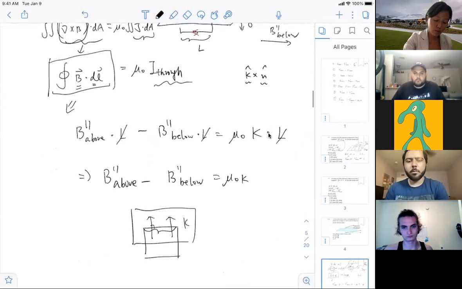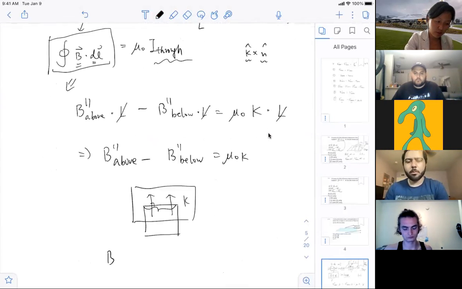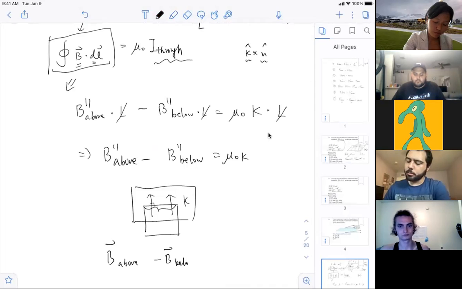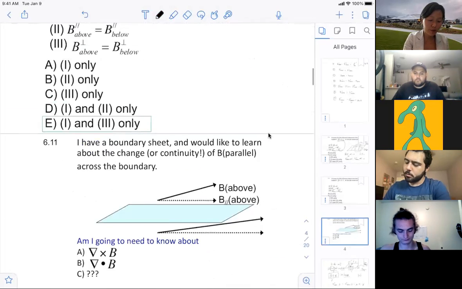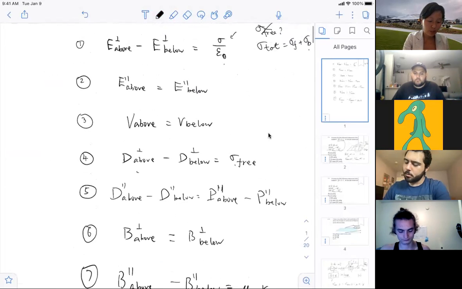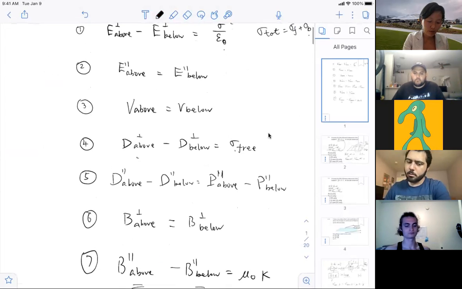So sometimes people write this using a vector notation saying B above minus B below is equal to mu naught K cross N hat. But it's not a new boundary condition. It's just a different way to write this if you wanted to include the direction for B here. Okay, so we have derived 7 different boundary conditions.